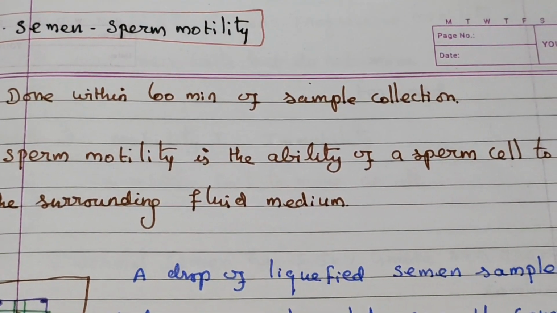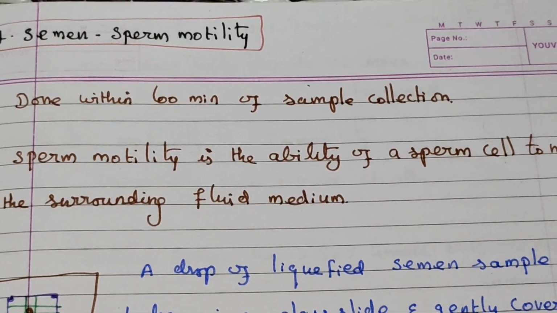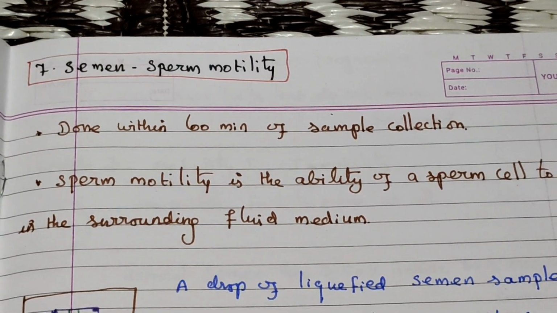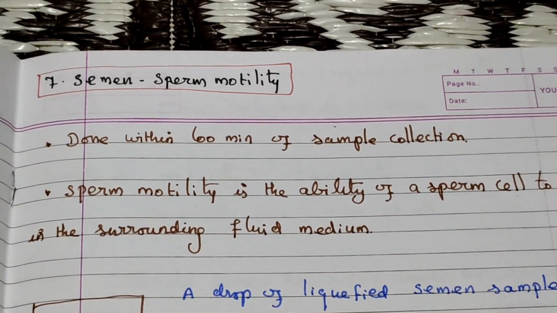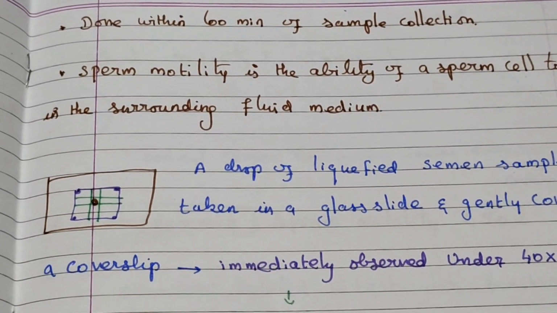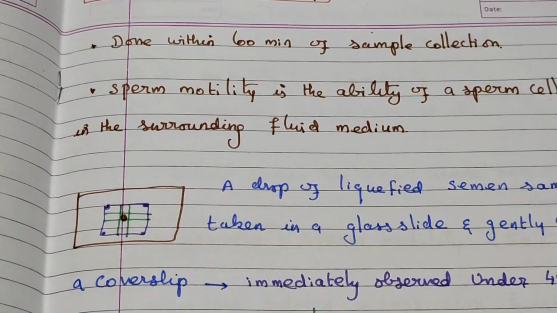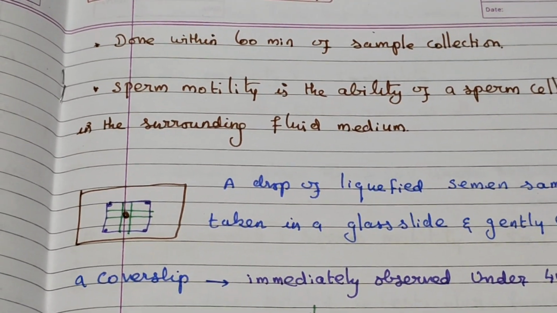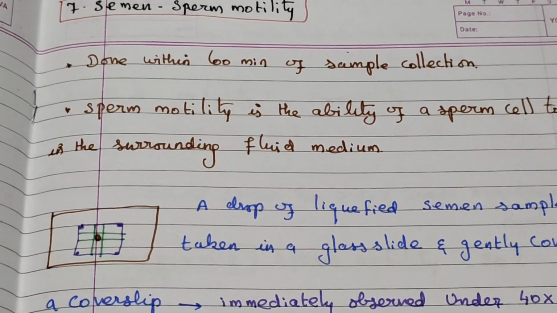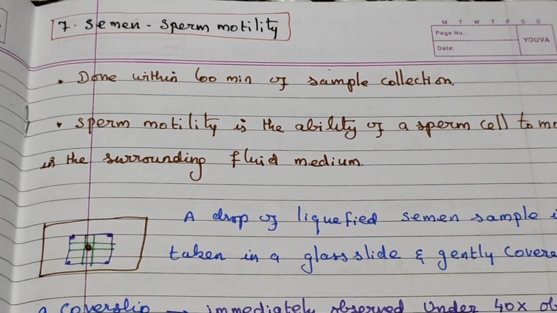Seventh parameter, semen motility. The semen motility test is done within 60 minutes of sample collection. Sperm motility is the ability of the sperm cell to move in the surrounding fluid medium. Here we will take one slide, add a drop of liquefied semen sample on a glass slide and gently cover it with a cover slip. Then the slide is immediately observed under 40x of the microscope.